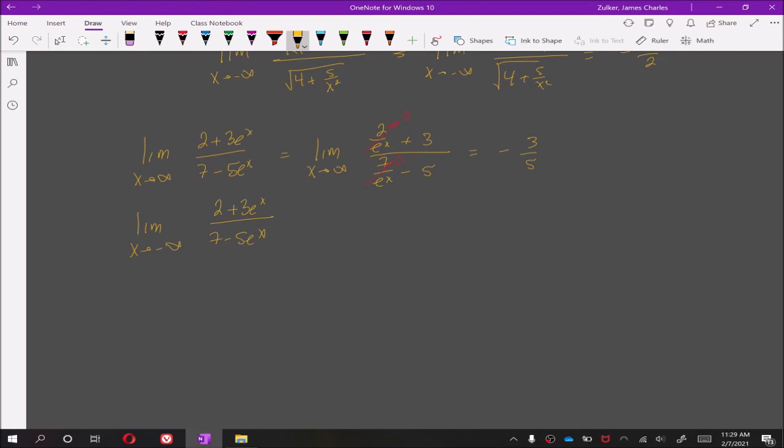Well, to see how this would work, write negative x is approaching infinity. Then we can write this as 2 plus 3 over e to the minus x over 7 minus 5 over e to the minus x. Now this is easy to see that those two terms will go to 0, and we are now left with 2/7.